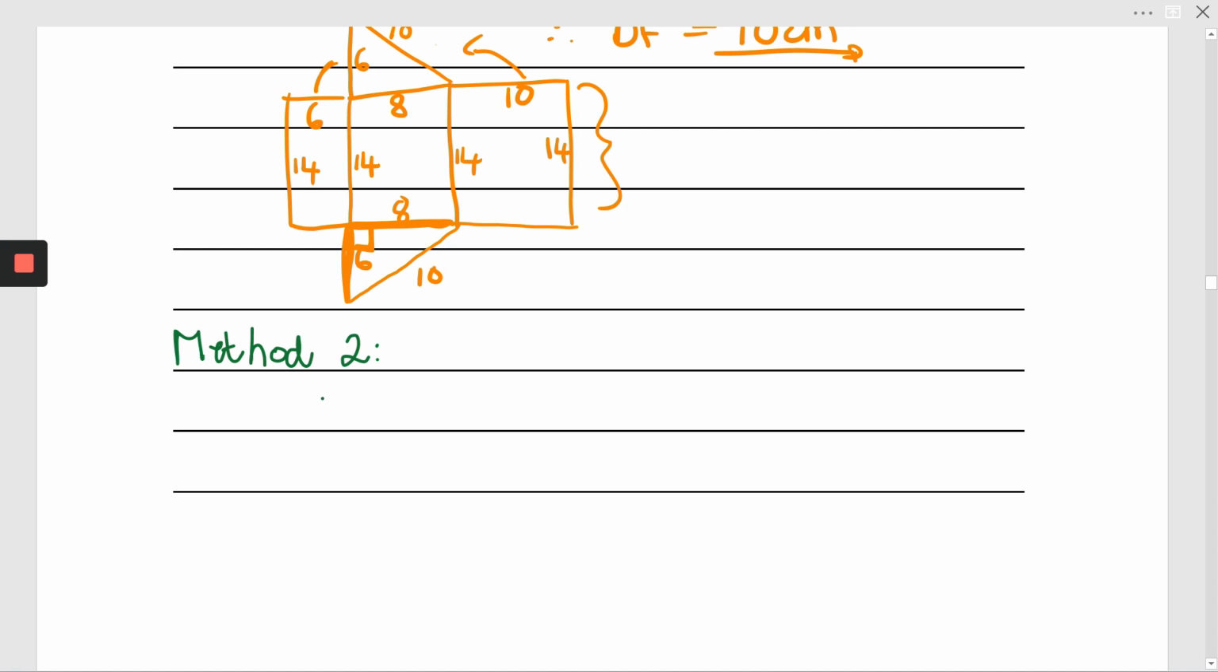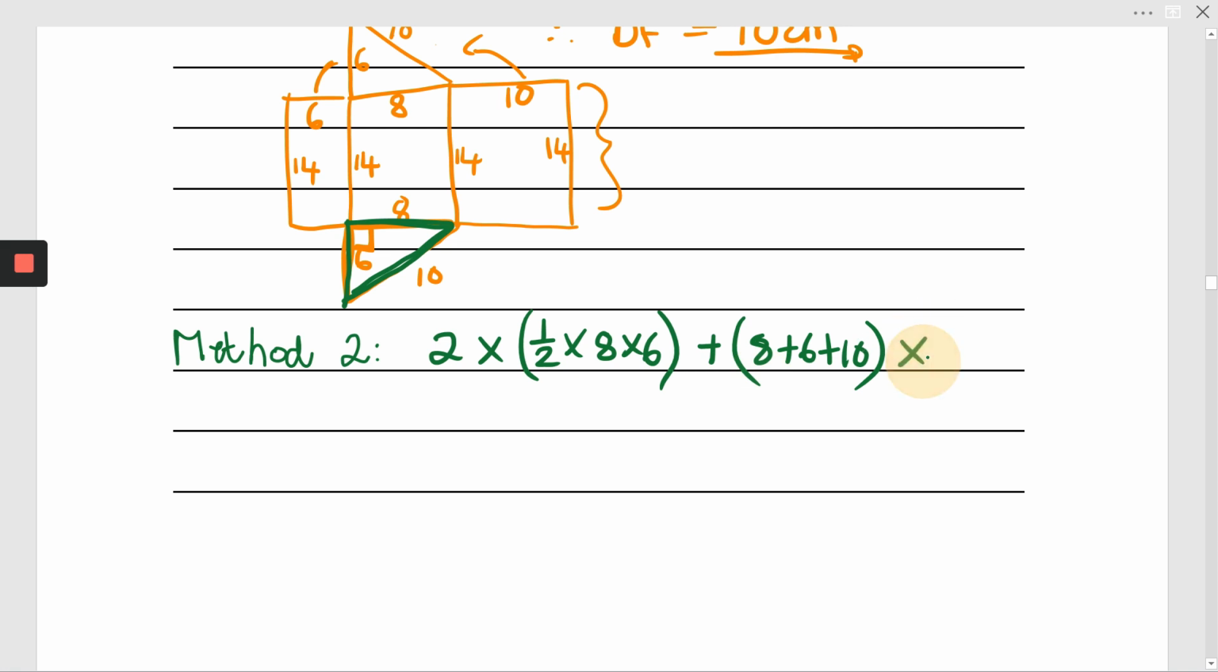Now let's have a look at method 2, where I use the formula. It's going to be 2 times the area of the base. And remember that we're going to call the base the triangle. Whenever it's a triangular prism, the base is always going to be the triangle. So it's going to be what we just worked out for the previous one. It's going to be a half times the 8 times the 6, plus perimeter of the base, 8 plus 6 plus 10, perimeter base times the height of the prism.